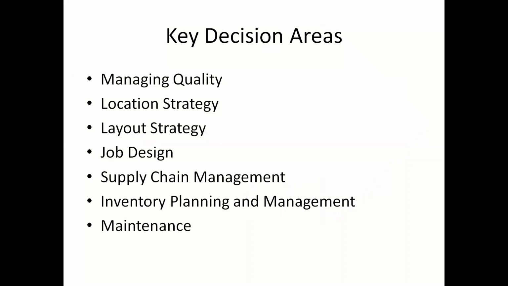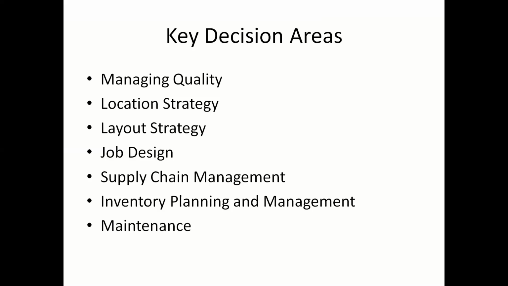Some of the key decision areas which are involved in here include managing quality, location strategy, layout strategy, job design, where you have to make your jobs meaningful by training your employees, the inventory guys, on how to better manage inventory efficiently and count it efficiently as well. Supply chain management, inventory planning and management, and maintenance. And the supply chain planning is the coordination between the distributor network all across the European Union, and coordination with the factory as well.